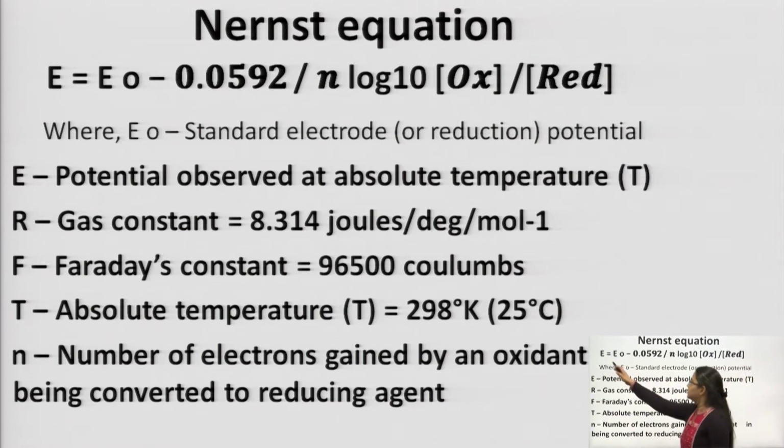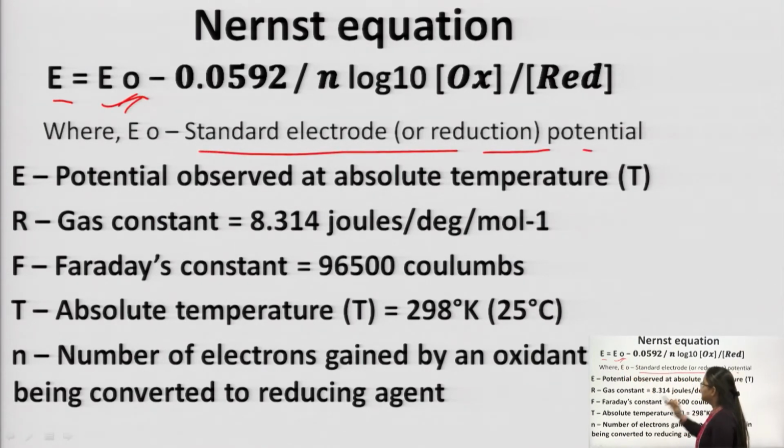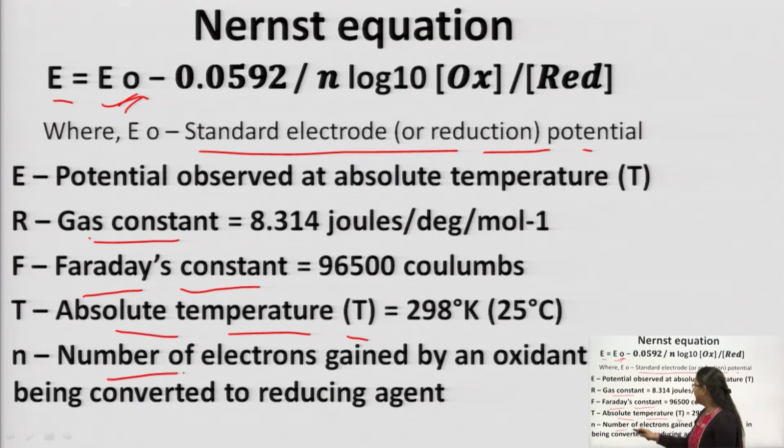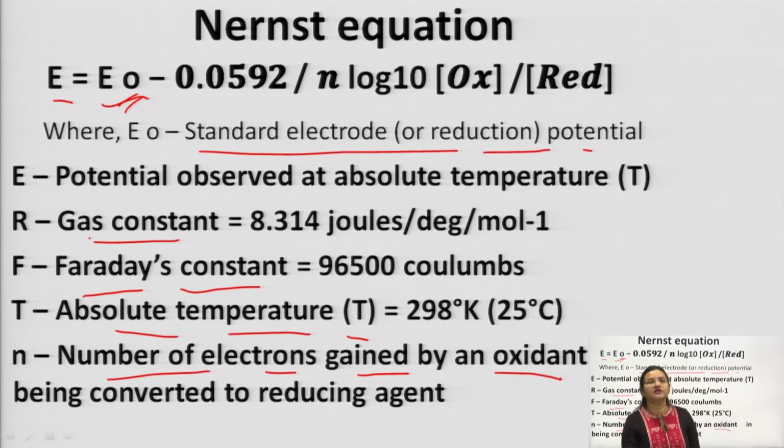Here you can see this is the electrode potential. This is the standard electrode potential E0. Then R is the gas constant, F is the Faraday constant, T is the absolute temperature, and N is the number of electrons gained by a oxidant in being converted to a reducing agent. N is the number of changes in electron or number of electron gained or lost in a reaction. So, that is Nernst equation.